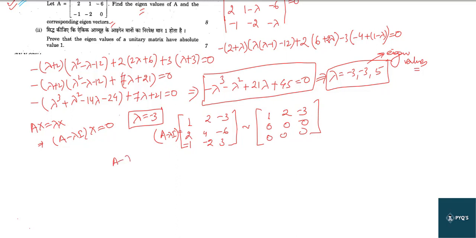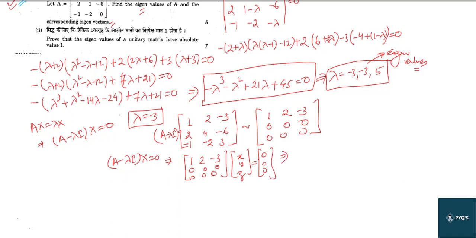Now A minus lambda I times x equals to 0. So if I multiply this matrix, 1, 2, minus 3, 0, 0, 0, 0, 0, 0, with the vector x, that is x, y, z, it equals 0, 0, 0.